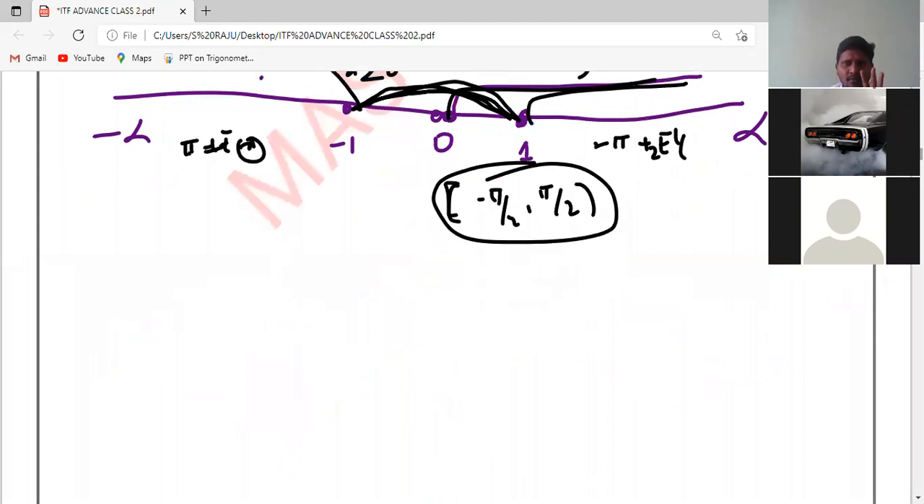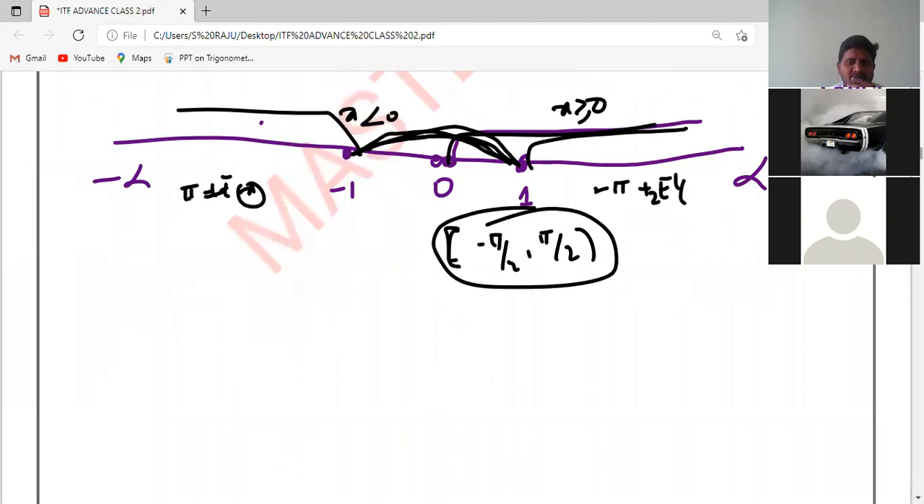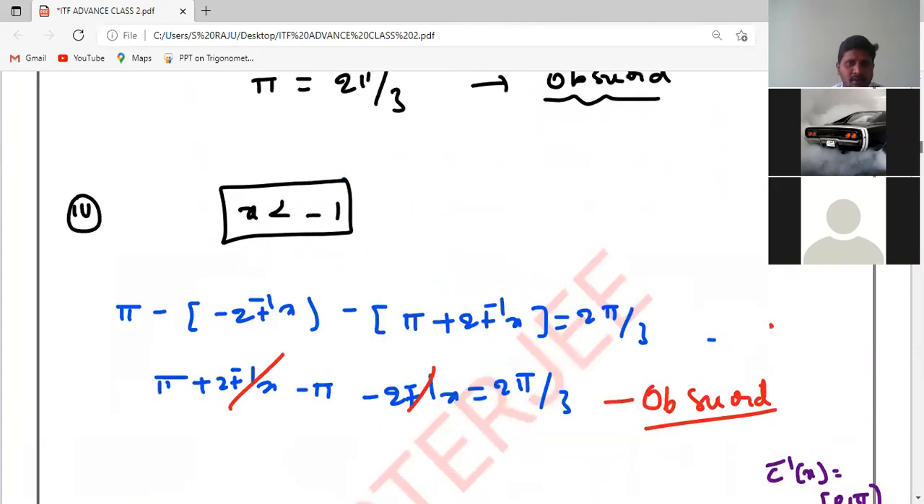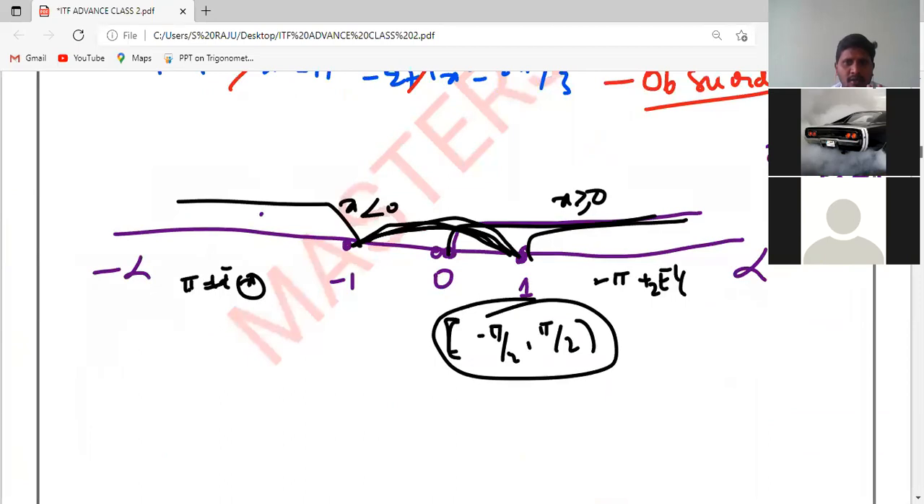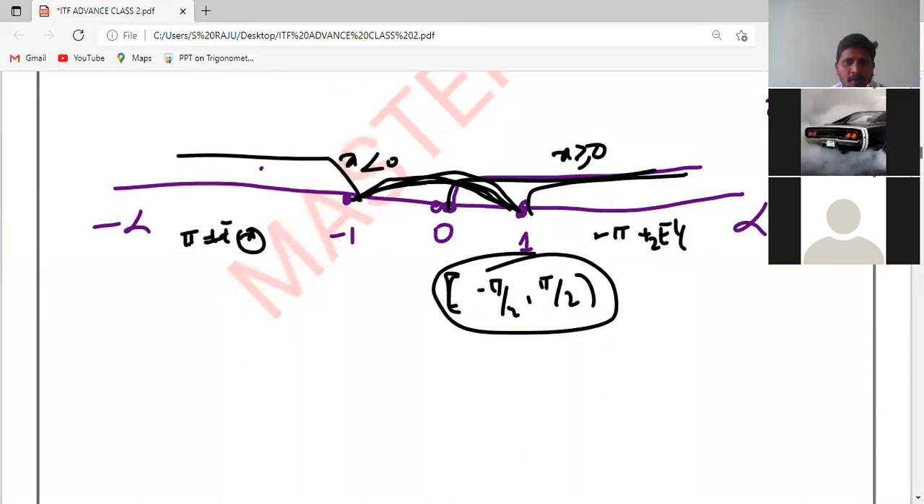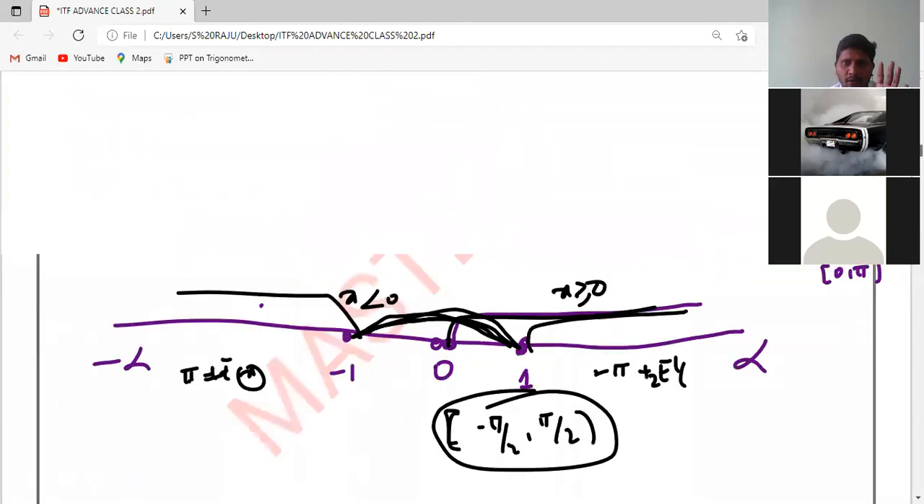To understand this, we actually require one more class, because you need an idea about the graphical representation and properties that were done. The Master G material is given very clearly; you can go through that. Is it clear, or any doubt? Can I go to the next one? No doubt, sir. Okay.